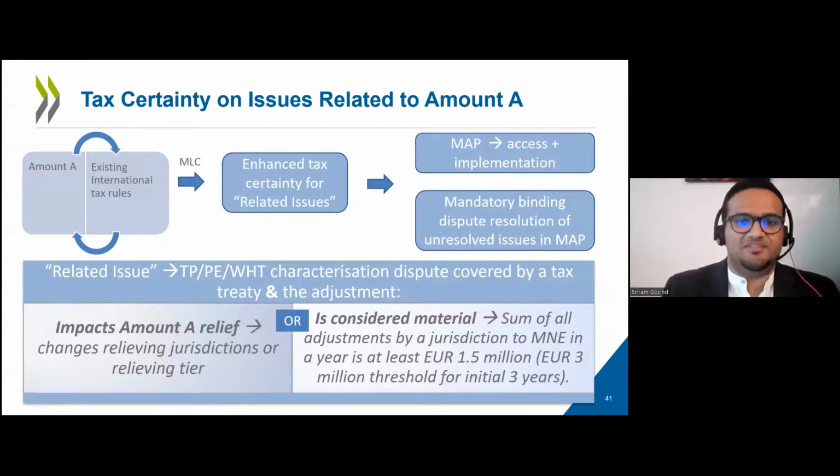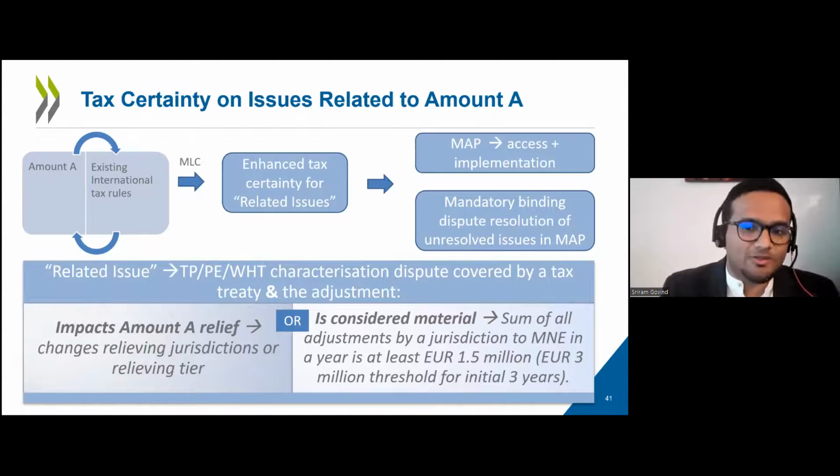What are related issues? And I think that's an important part of what you would be thinking of when you heard that. The definition covers a broad range of disputes on existing tax treaty rules, specifically transfer pricing cases, cases for attribution of profits to a permanent establishment covered under Article 7, and withholding tax characterization disputes. That is, questions as to whether a transaction should be a withholding tax case or a business profits attribution case under Article 7.